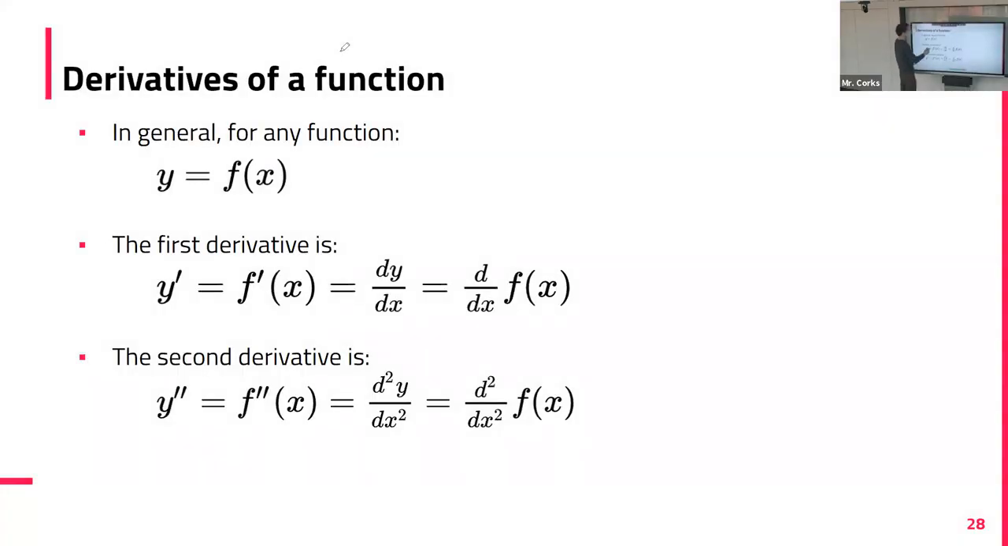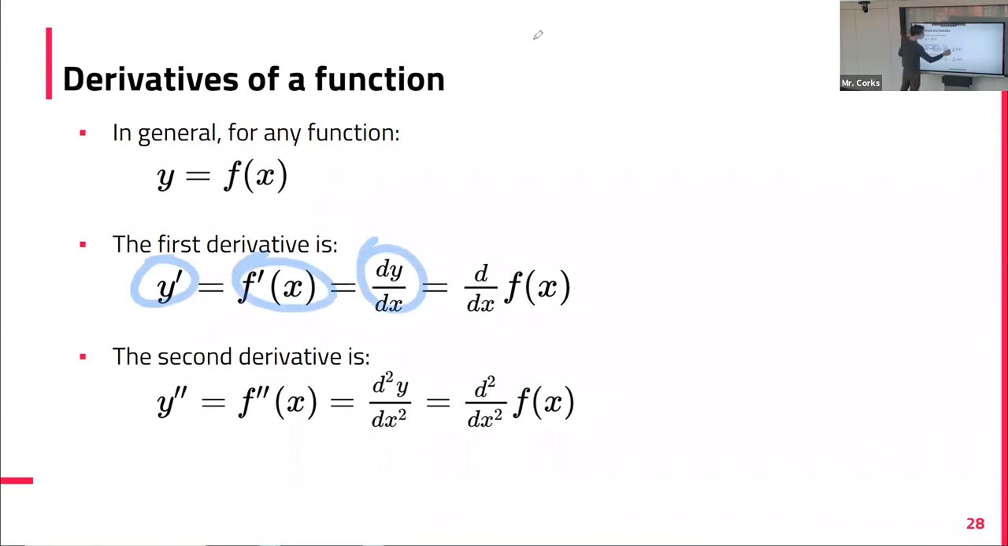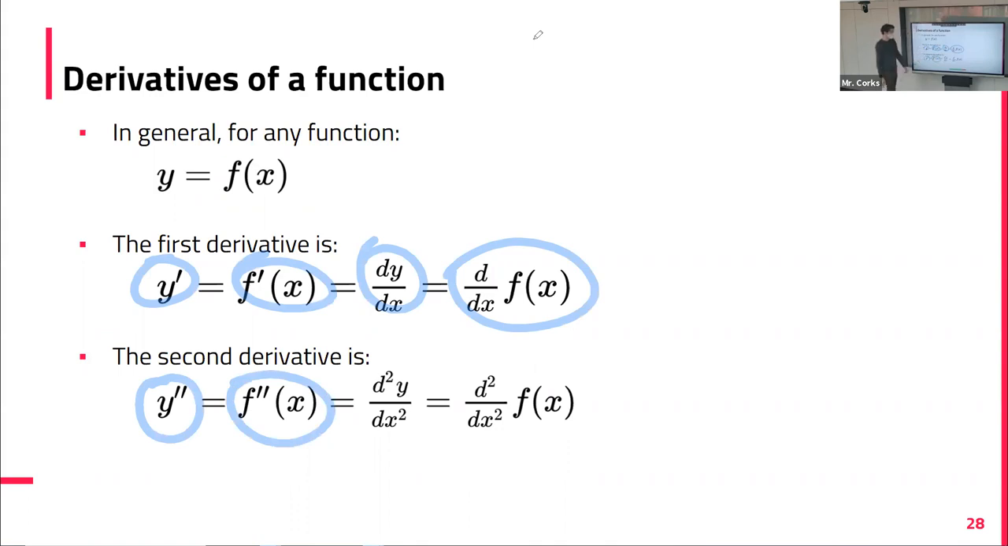Last bit about this before we get to more practice. Notation. So we talked about these four types for first derivatives. Second derivatives, also lots of ways of writing them. So these two we've been seeing so far, and these aren't so bad. So y prime and y double prime, f prime of x, f double prime of x.